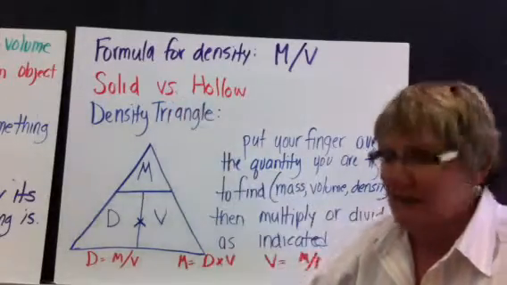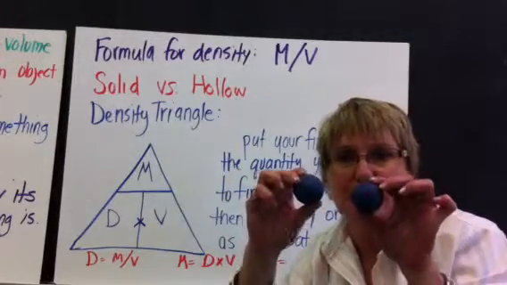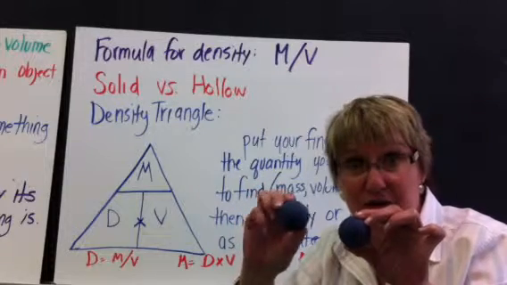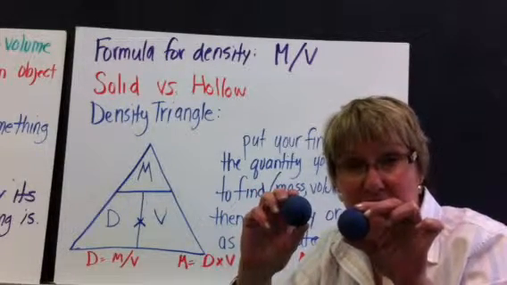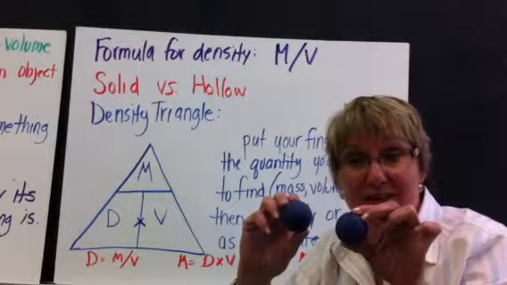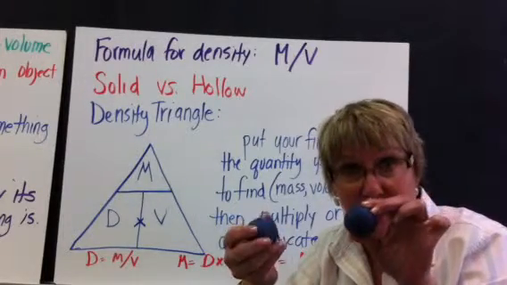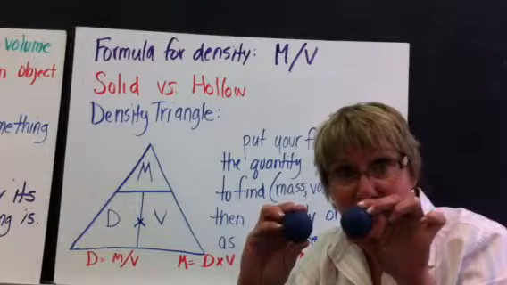Let's look at this solid versus hollow. I have two blue rubber balls right here. One is solid rubber, one is hollow. Which do you think has the greater density? Which do you think is heavier for its size? The solid one is heavier than the hollow. The solid one has a greater density than the hollow one.